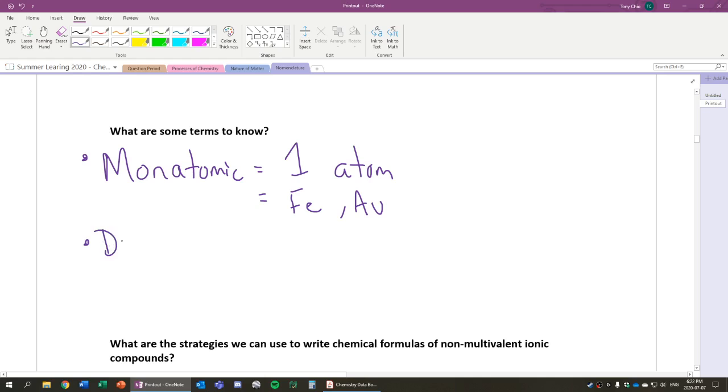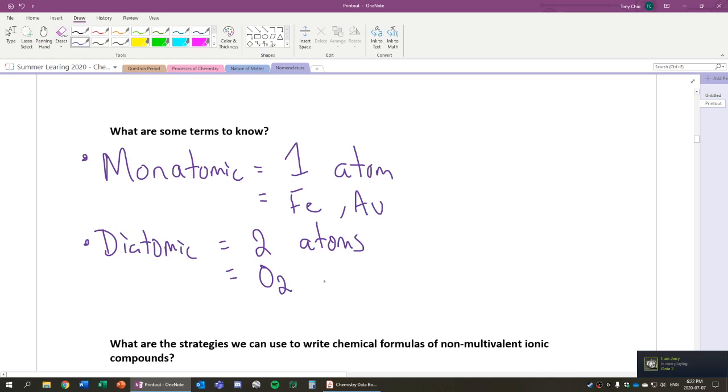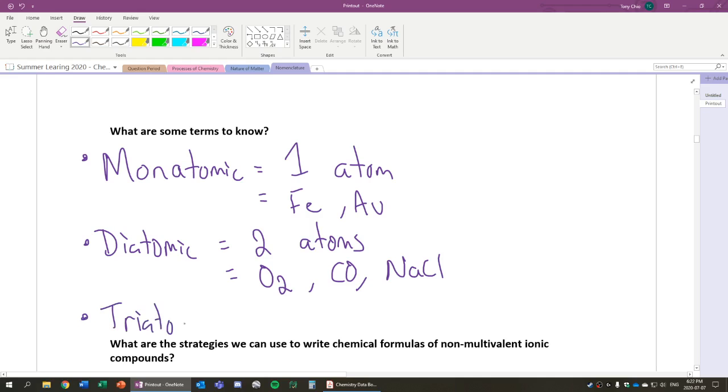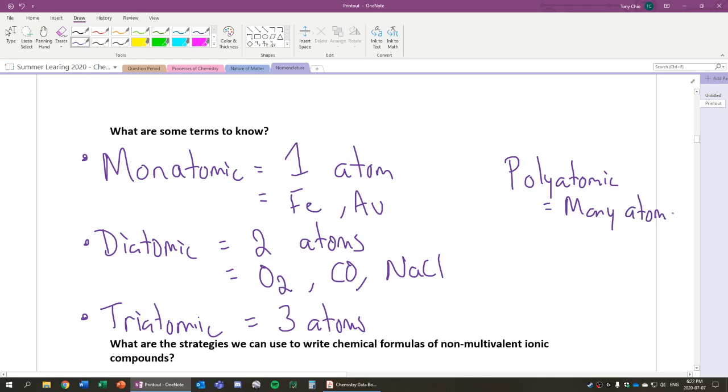We also have diatomic. Coming from that name, diatomic is two atoms. Such as, for example, oxygen is diatomic. Carbon monoxide is diatomic. Sodium chloride is diatomic. We of course also have triatomic, which is three atoms. And then lastly, we have polyatomics, which is many atoms. You might have heard of the polyatomics before as the polyatomic ions. Those are ions made up of multiple atoms.